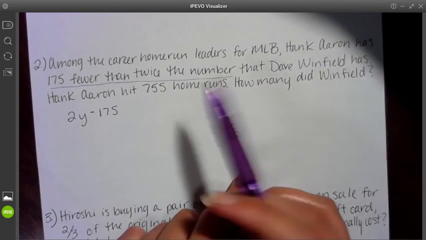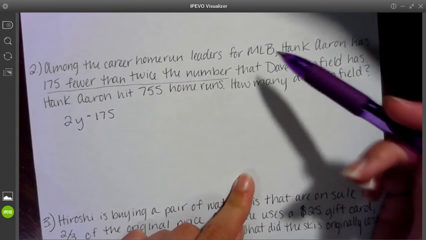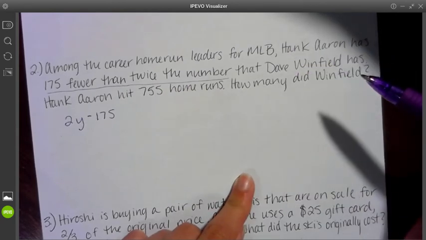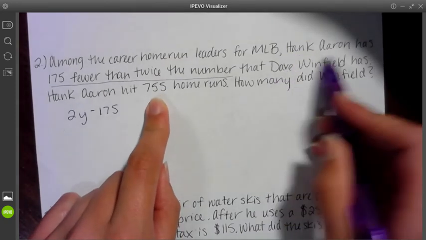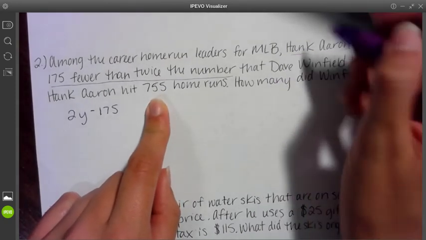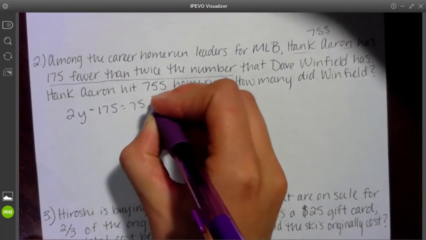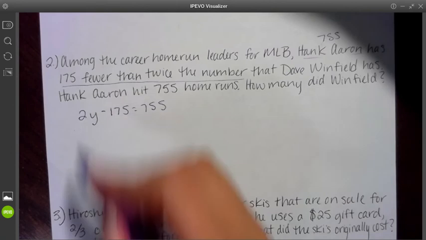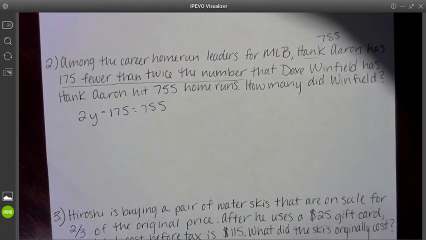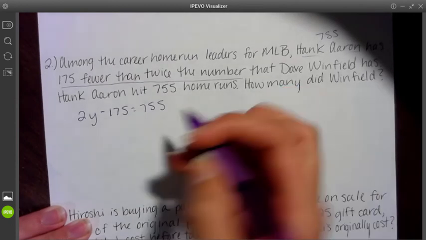Hank Aaron has 175 fewer than twice the number that Dave Winfield has. Hank Aaron hit 755. So Hank Aaron's number was 755, so this equals 755. So how many did Winfield have? That'll be this y value. So we just have to find y.